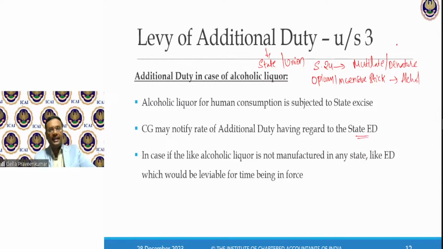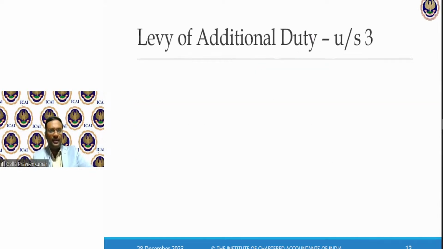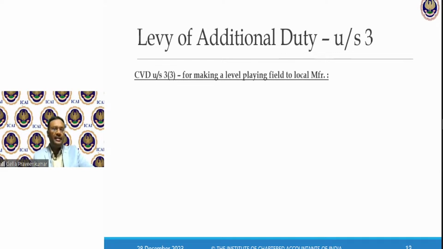So as of now, to understand under Section 3, additional duty compensates for excise duty levied by the central government or state government. This is additional to the customs duty. This is the first point. Then countervailing duty, Section 3, subsection 3, for making a level playing field for the local manufacturer.